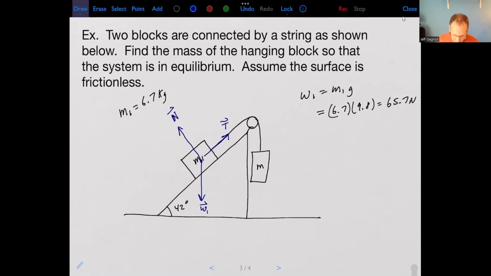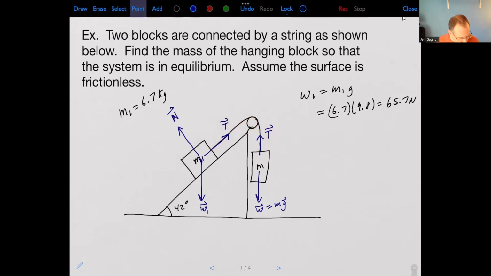For the other object, this hanging mass here, we have two forces acting. We have the weight of the object acting down. So that's going to be mg. And then we have the tension acting up. It turns out that as long as you assume that this is a lightweight string and a lightweight pulley, the tension you can consider to be the same throughout the string. So if we find this tension, it's the same as that tension. Those two tensions are equal.